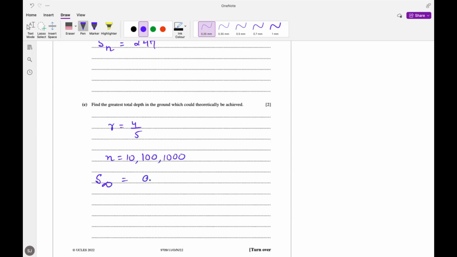Now, the sum to infinity formula is a upon 1 minus r. And if you look at the sum formula, which is a into 1 minus r to the power n divided by 1 minus r, as r is 0.8, as we keep on increasing the power, this number will keep on decreasing. And for a very high value of n, this will nearly be 0. So that's why it will be taken as a upon 1 minus r. Now, a is 50. We'll divide by 1 minus 0.8. So 50 divided by 0.2 will be equal to 250. So 250 millimeters is the greatest depth in the ground which could theoretically be achieved.